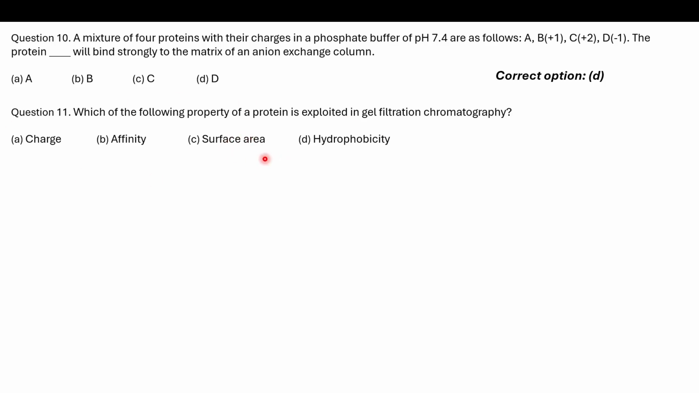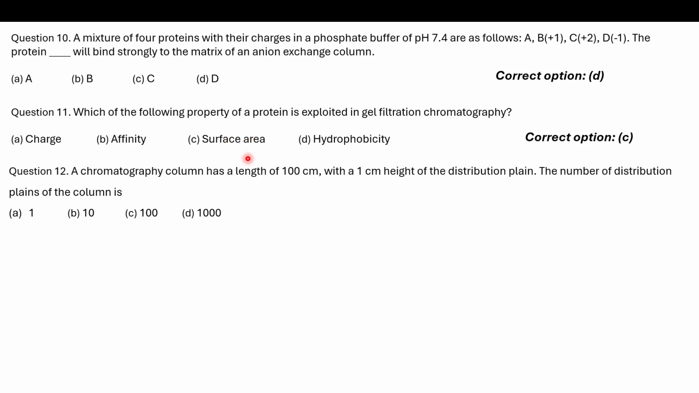So out of all this, the answer is option C, surface area. Now, when we talk about the distribution or the theoretical plates in a chromatographic column or chromatographic matrix, the question is: a chromatographic column has a length of 100 centimeter with a 1 centimeter height of the distribution plane. So how many distribution planes are there in that particular column?